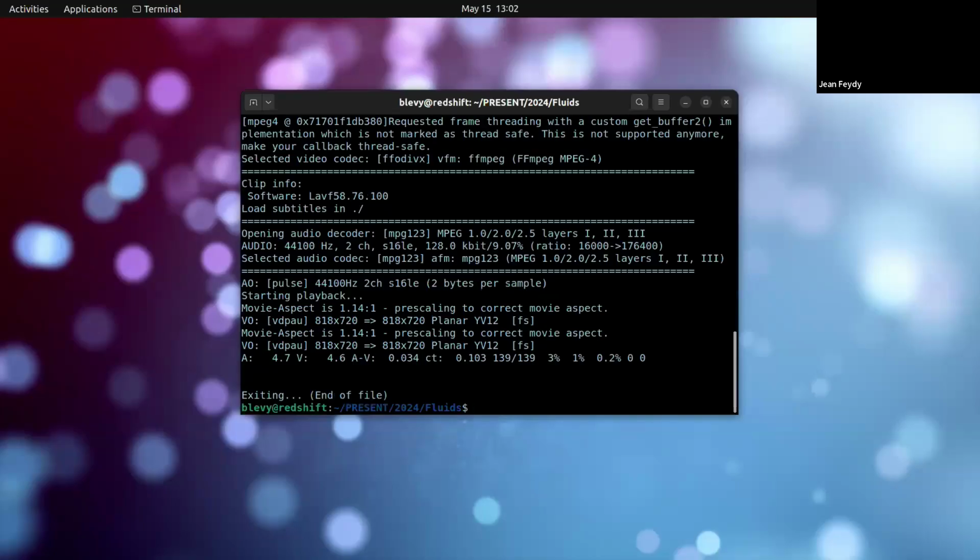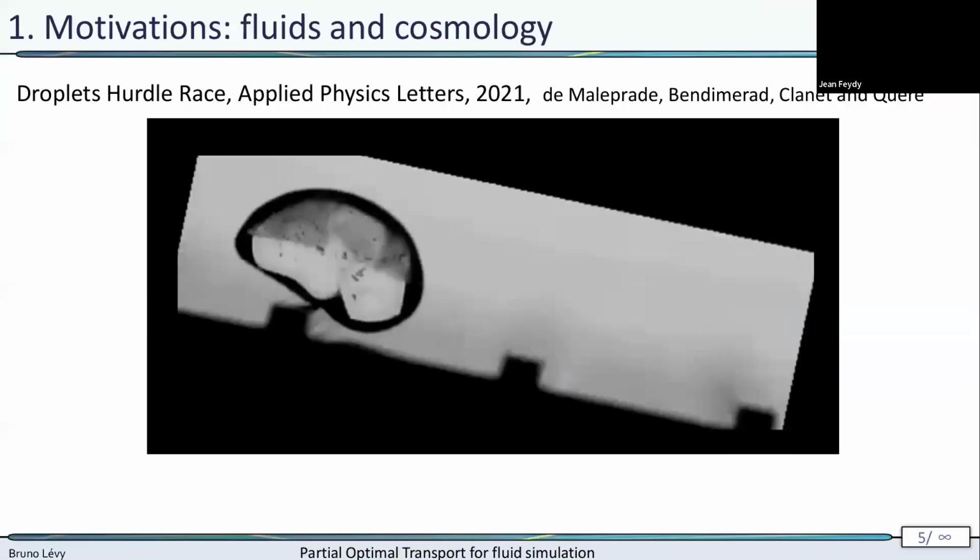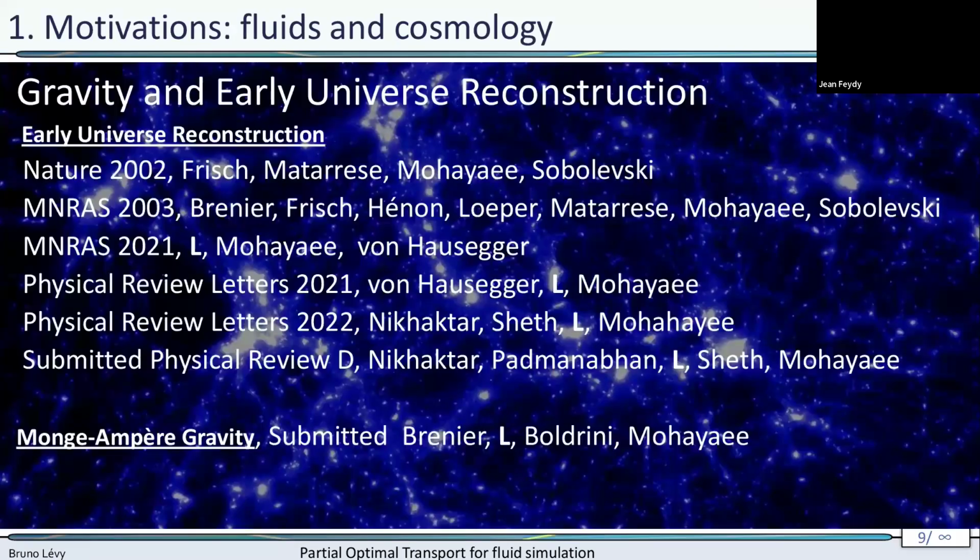And so at that time I was trying to simulate some free surface fluid, and a guy on Twitter contacted me. He said, "Look at that! Can you simulate that?" So I started trying to simulate that. This is one of the origins of this project.